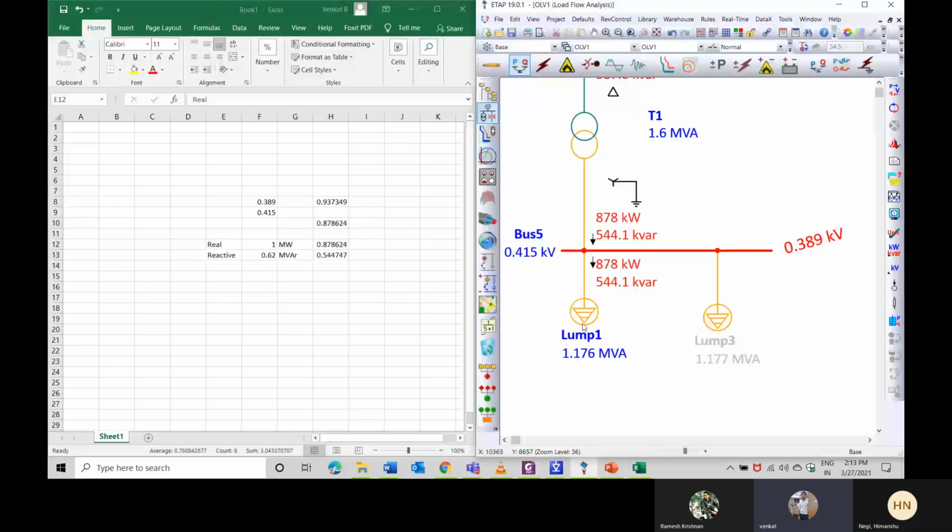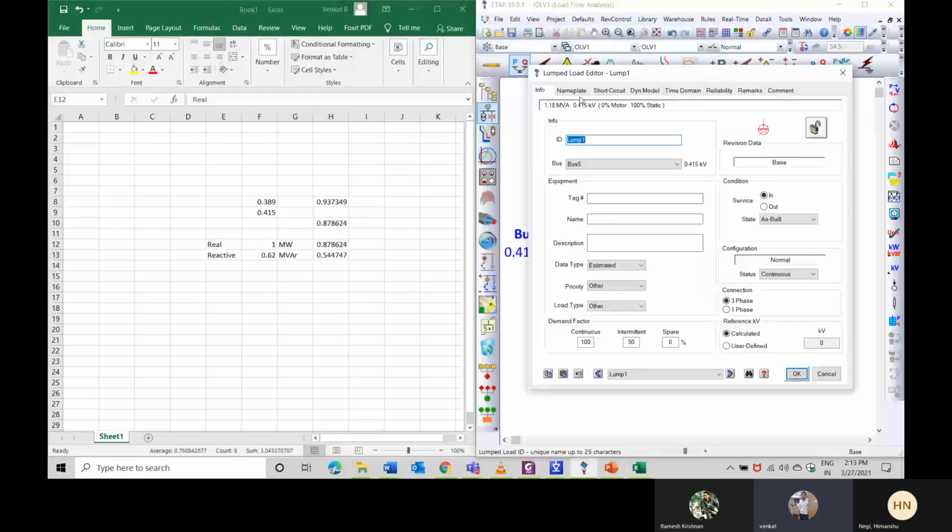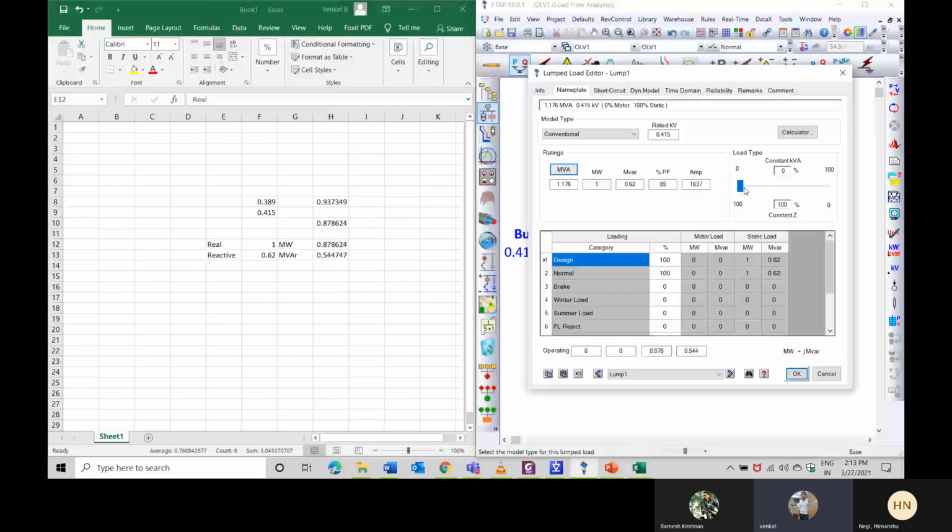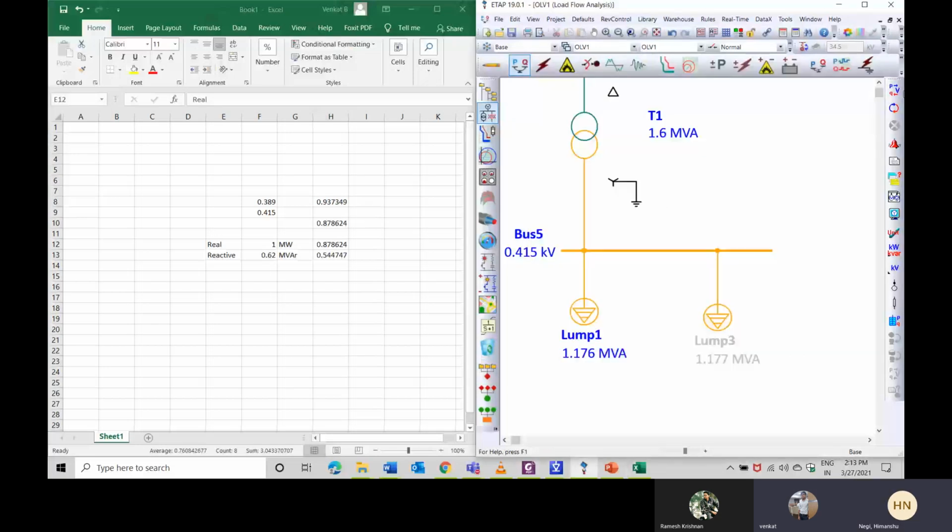Now we will try to model it as a constant power load. For that, I have to change it to 100%. For constant power load, I will change it here. You can see it has taken 100%. Then I will rerun this simulation.